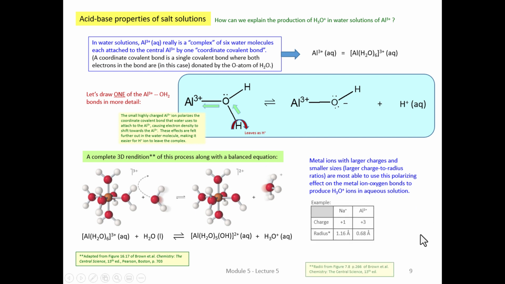Now, we won't go into great detail here comparing all different metal ions, but let's just compare sodium ion, which we've said is neutral in water, and aluminum 3+ ion, which we said is acidic in water. You'll notice aluminum 3+ has 3 times the charge of the sodium ion, and it's only about half the size. So because of this, sodium ion is neutral, and relatively speaking, aluminum 3+ is acidic because of its high charge and small size.